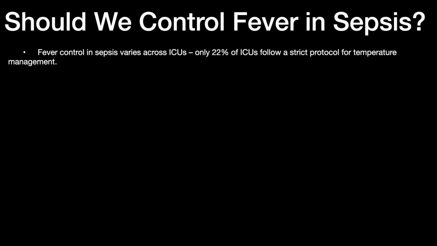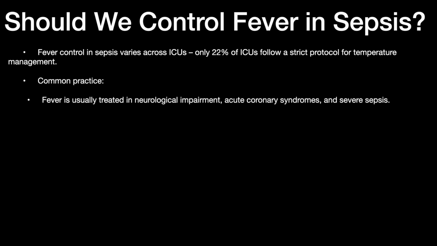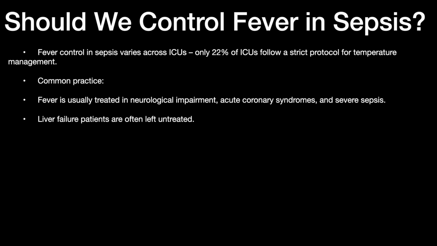So should we control fever in sepsis? Fever control in sepsis varies across the ICUs, with only 22% of the ICUs following a strict protocol for temperature management. Now, common practice is that fever is usually targeted in neurological patients, acute coronary syndrome, and in patients who have severe sepsis or with established organ dysfunction. Liver failure patients are often left untreated.